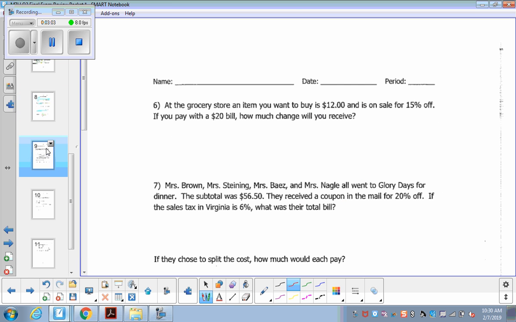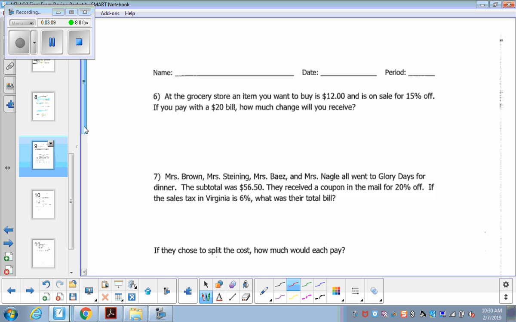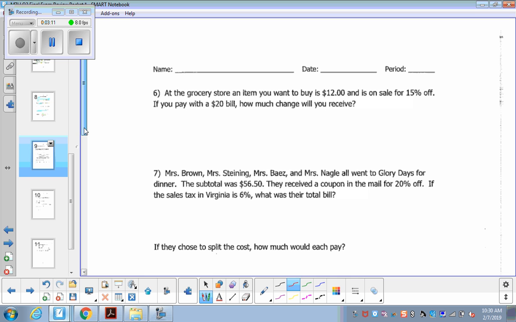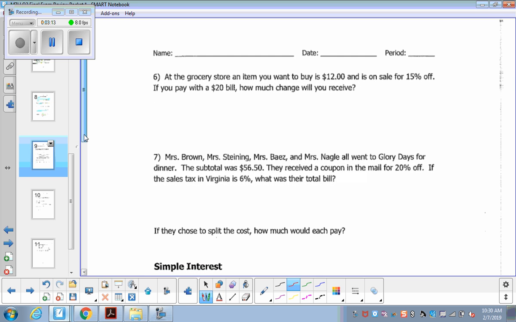I'm going to keep going now on page 9, and I'm just scrolling through, and all I'm doing is just scanning the problems and making sure if there's anything I see that you're going to get confused on, I'm just going to go ahead and address it. For number 6, it's asking if an item costs $12 and it's on sale for 15% off, how much change will you receive if you pay with a $20 bill? So just be careful that it's asking how much change you're going to get back.